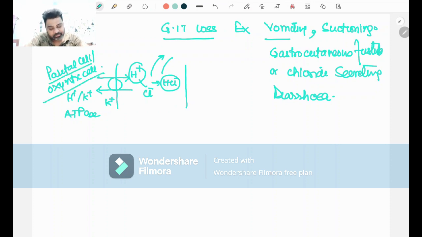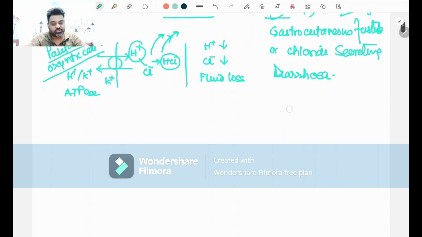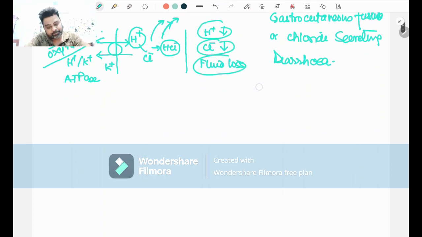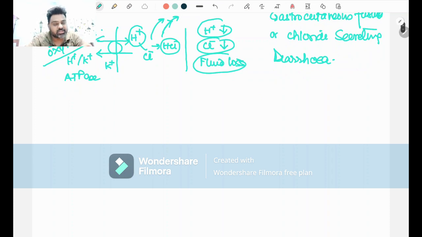Now whenever there is too much vomiting, suctioning or gastrocutaneous fistula, this HCl is lost from the body. So we have decreased H plus, decreased Cl minus and fluid loss. Also, when there is decreased H plus from the body, there is a relative increase in bicarbonate.